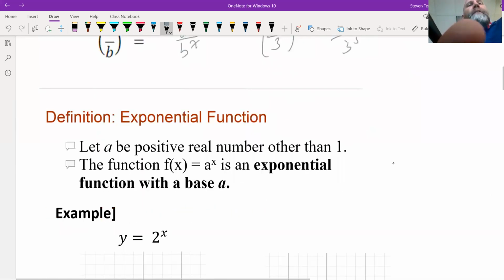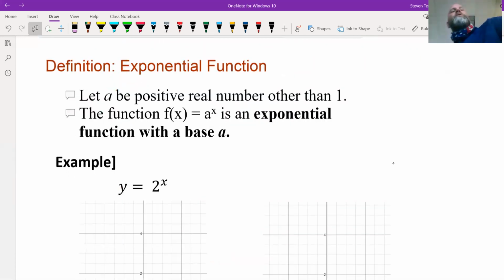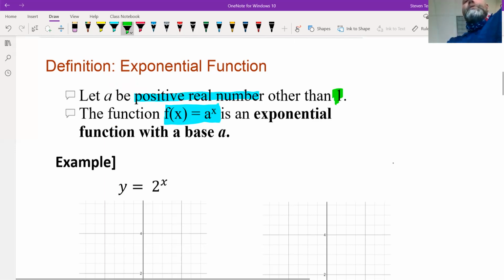Okay, let's go into our definition of exponential functions. If I have an exponential function, then that means it's going to follow this model right here, y equals a to the x, where the exponent is the variable. That is what's changing. You have a base number a, and a has to be a positive real number, and it cannot be 1. So if I had an example, y equals 3 to the x, that's exponential because the exponent is the variable, and 3 is positive, and it's not a 1.